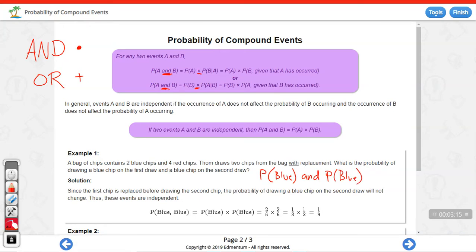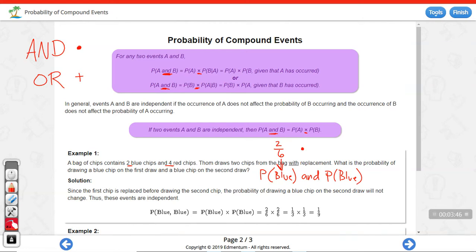And this with replacement means that the number of chips inside the bag didn't change from the first to the second time. We'll talk about what that looks like when it does. So these are 2 independent events. They can happen and one will not impact the other. So again, when we're looking at and, we're multiplying these 2 events. What's the probability of getting a blue chip? Well, that is 2 blue chips out of a total of 6. So that is 2 out of 6 for my probability of getting a blue.